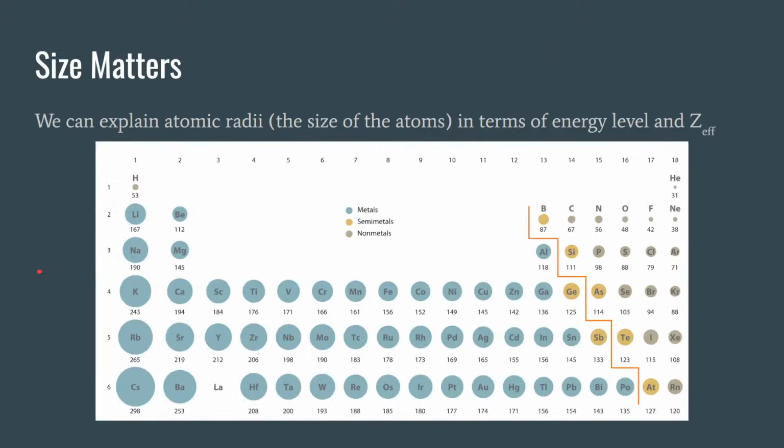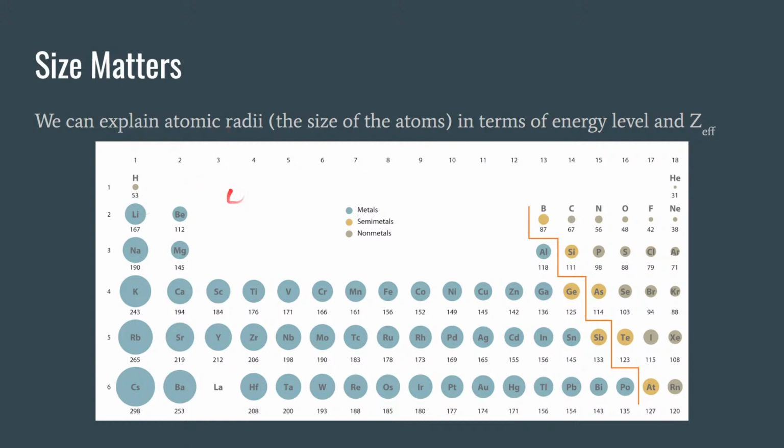All right. So now we can explain the atomic radius in terms of effective nuclear charge and energy level. Atomic radius means the size of the atom. How large is the atom? So energy level makes a lot of sense. Every time you go down a row on the periodic table, you're going out in energy level.